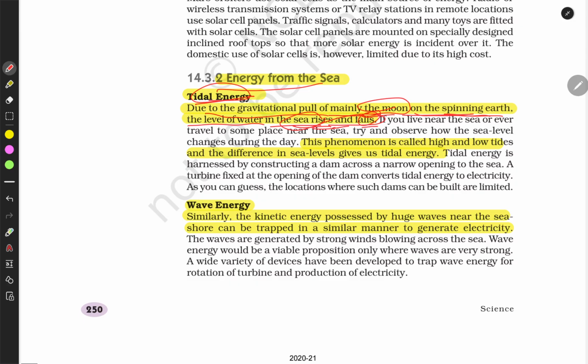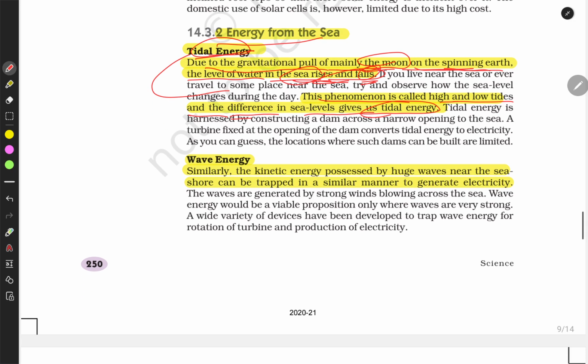This rising and falling of the water level can be used to extract energy. This phenomenon is called high and low tides, and the difference in the sea level gives us tidal energy. Tidal energy is harnessed by constructing a dam across a narrow opening of the sea. The turbine fixed at the opening of the dam converts the tidal energy into electricity.